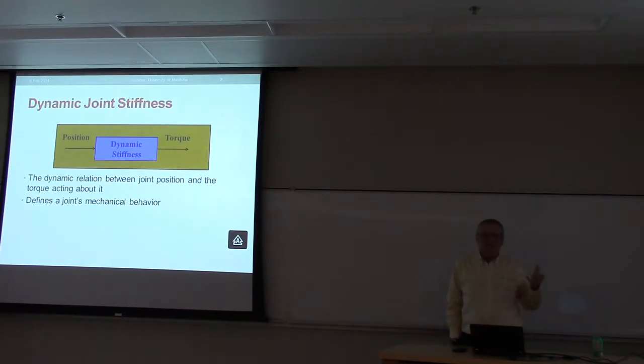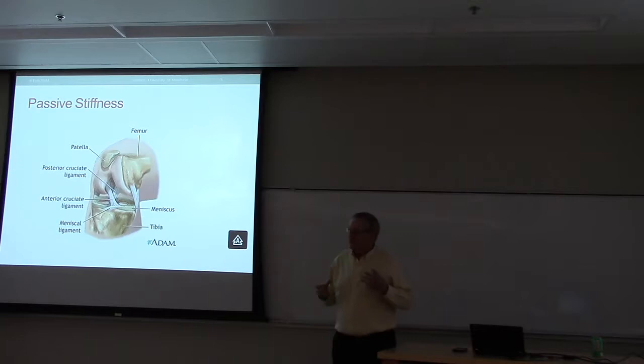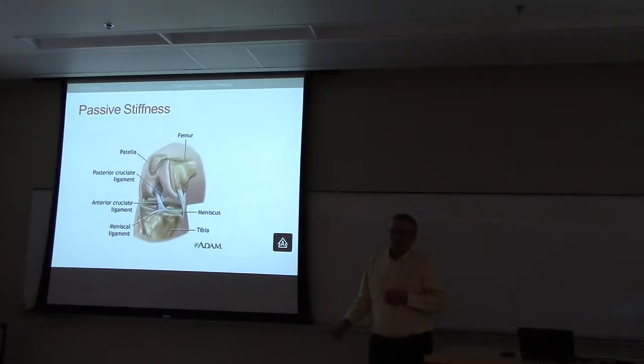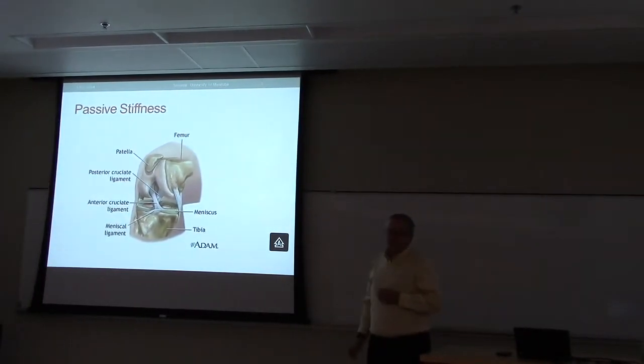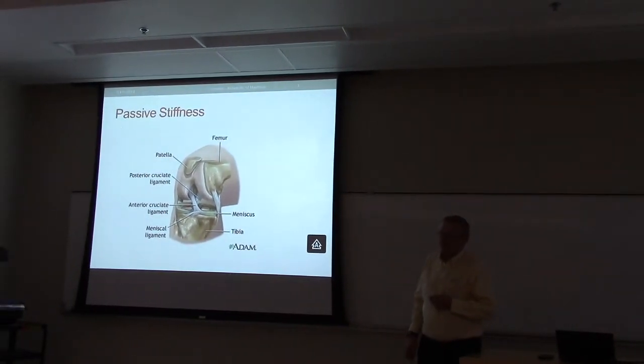Now, this defines the mechanical behavior of a joint. And in principle, it means that if you know what the dynamic stiffness is, you can predict what torque will be generated as a result of the position change. It comes from three basic mechanisms. First, it's just the passive stiffness of the joint as a result of the connective tissue, the tendons, and viscoelastic behavior of the joint. So if I'm an orthopedic surgeon, when I talk about stiffness, to measure stiffness, the first thing I do is I take the joint and I rip out all this nasty muscle stuff that does it.